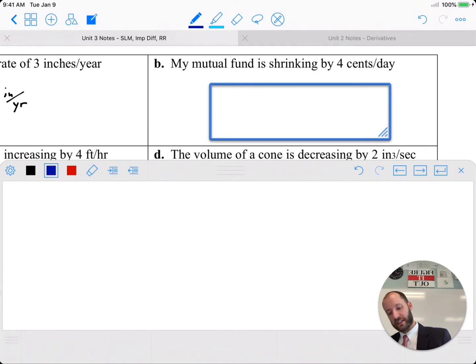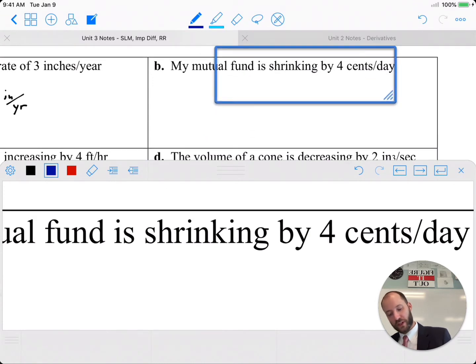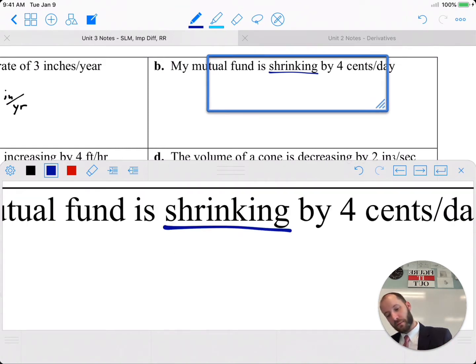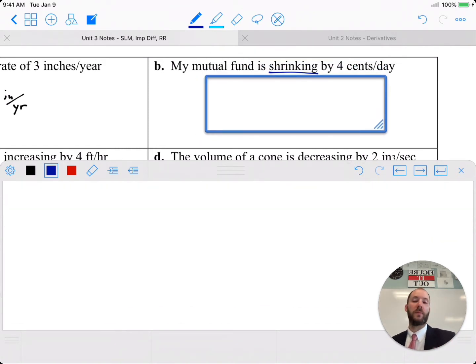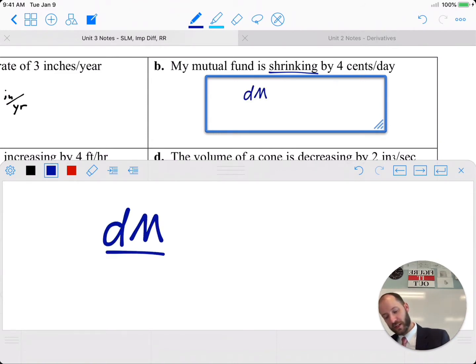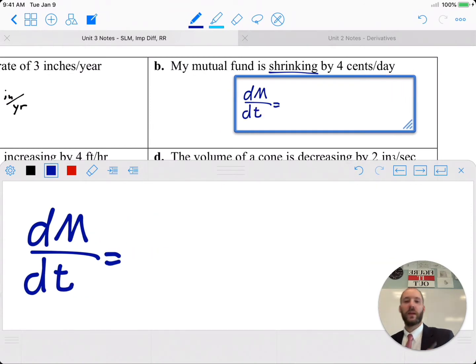If we look at the second example, my mutual fund is shrinking by 4 cents per day. So my mutual fund is shrinking, getting smaller. So the rate of change of my mutual fund with respect to time, dM/dt, that shrinking, we can represent in numbers with a negative. So shrinking by 4 cents per day.